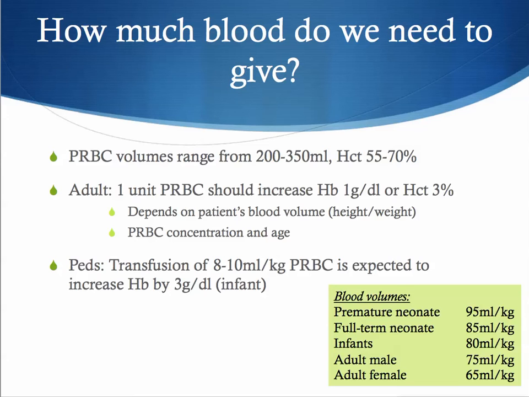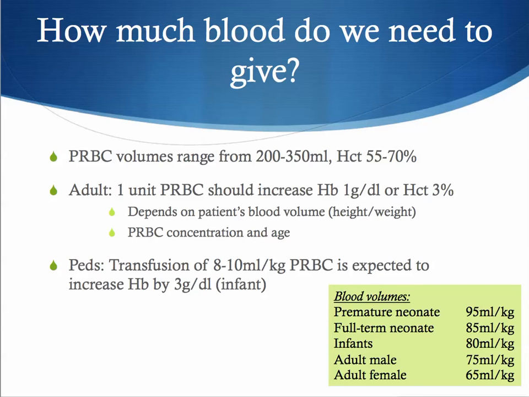But surely that depends on the patient's blood volume, height and weight based, and we talked about this in our previous podcast, the hematocrit in your packed blood cells and the storage time of the PRBC. In pediatric patients, we use 8 to 10 cc's per kilo to increase the hemoglobin level by 3 grams per deciliter.